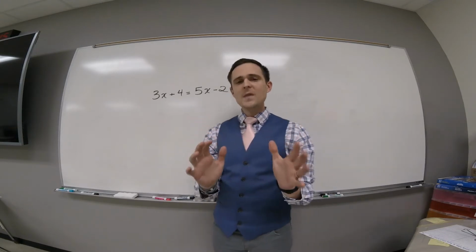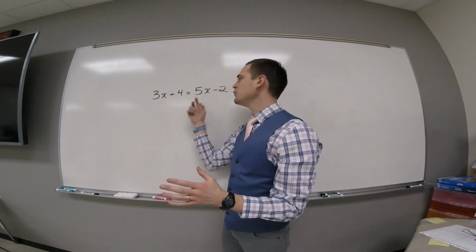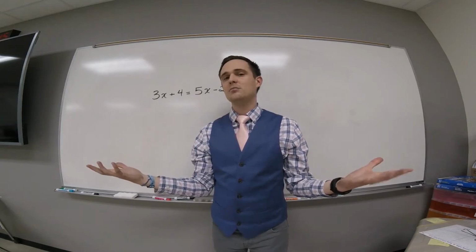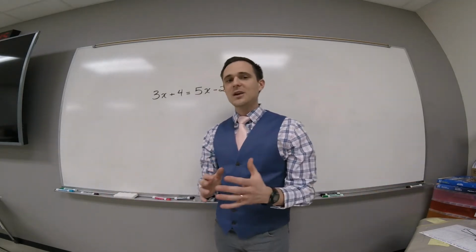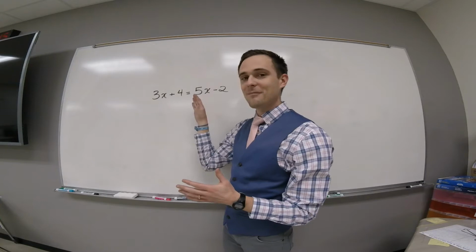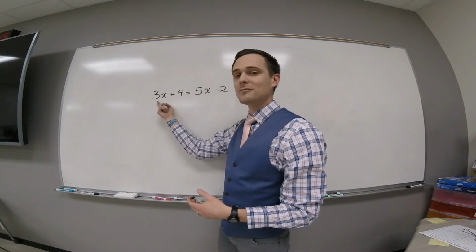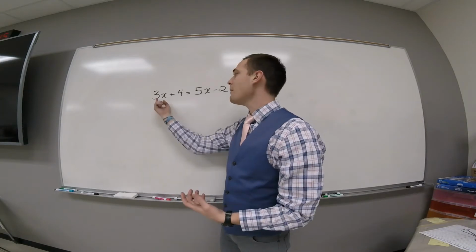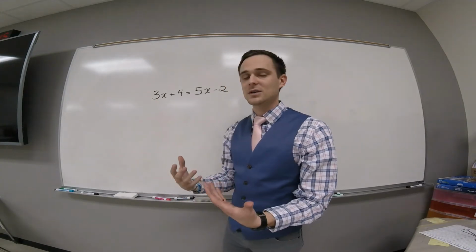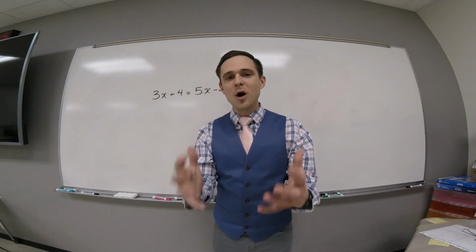Well, then they ask the question, well, how do I know which one to move? And of course the answer is it doesn't matter. Move either one. But typically if they move the smaller one, it becomes easier math. If you move the 5x, if you minus that term over, you're going to get a negative 2x. If you minus the 3x over, you're going to get a positive 2x. It's easier if they move the smaller one.